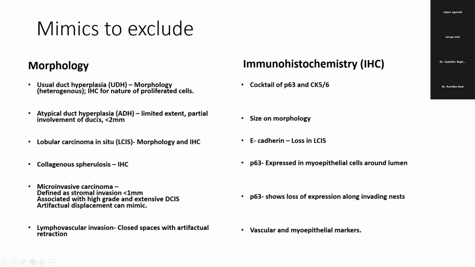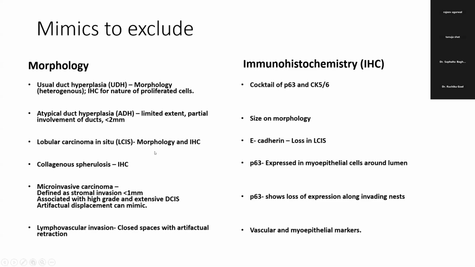Then we have atypical duct hyperplasia. We don't need any IHC for it if we are sure of the atypia. How do we define it? How do we differentiate it from low-grade DCIS? Atypical duct hyperplasia would be less than 2 millimeter of duct. When it is more than 2 millimeter, we label it as DCIS. Or if it is involving a larger duct, it will just show the partial involvement of the duct.